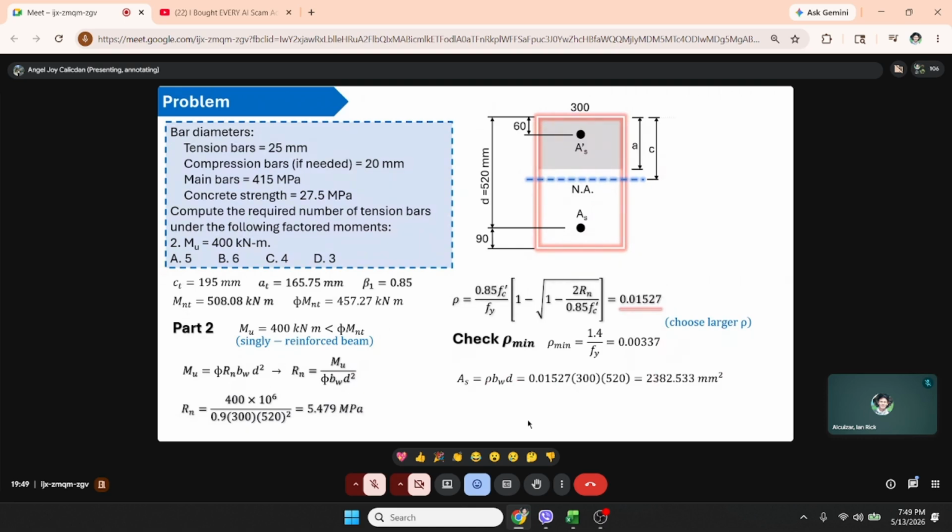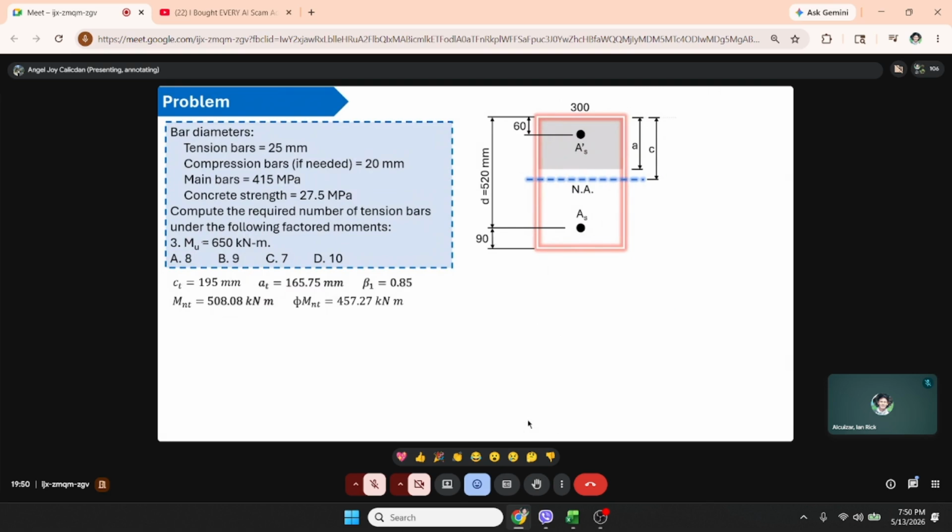And AS is 2,382.533 square millimeters. And to get the number of bars, divide that by the area of the bar, 25 mm diameter. And we'll get 4.854. So rounding up, let's say 5 bars. So we'll choose letter A.